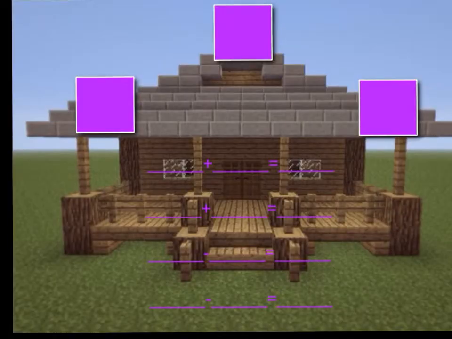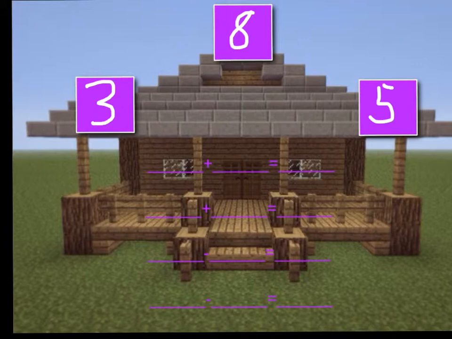I'm going to use my little Minecraft house here to explain to you about fact families. Fact families are three numbers that can add up and take away, all just using those three numbers. The three numbers that I'm going to use for this example are the number 3, the number 8, and the number 5. Now, we need to have the biggest number here to equal our first number sentence. So our first number sentence here needs to equal 8.